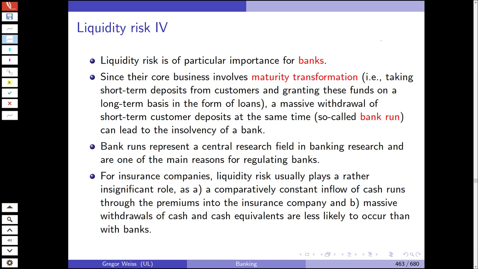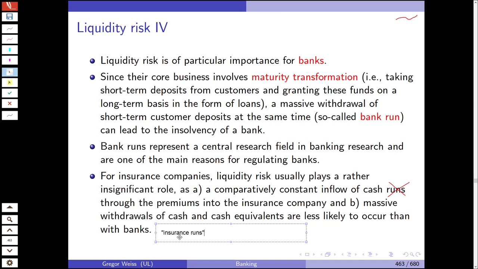Why? First of all, in an insurance company, you have a constant inflow of cash flows through premiums. And because you don't have massive withdrawals of cash and cash equivalents, which is actually called an insurance run, that usually doesn't happen. Even if you hear that your insurance company is close to bankruptcy, especially non-life insurance, you don't run to your insurance company and cancel your policy. You simply wait out until the policy expires and then look for another company.